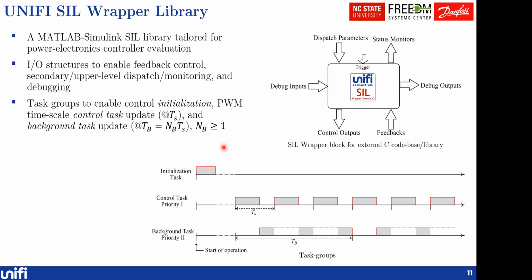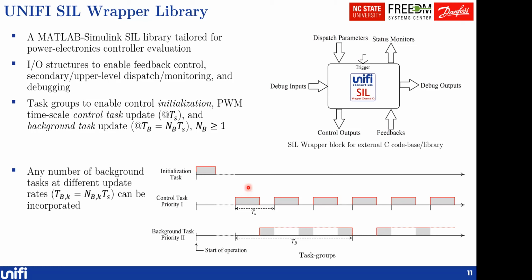But then there is the highest priority control update task. That can happen at the low to high edge of the input to the block. And then you can have as many background tasks as you want. In the background task, you may do something like talk to the SCADA interface or do some slower rate control updates. The nice thing about this block is you can add as many background tasks as you need, and you can also specify the update rate for each of these task groups.